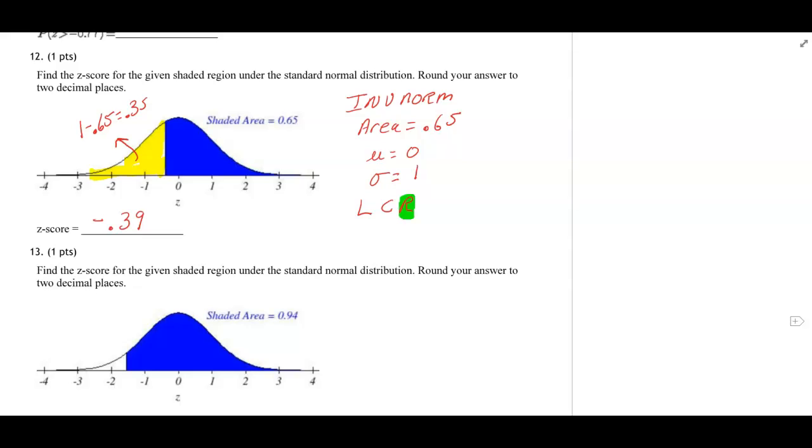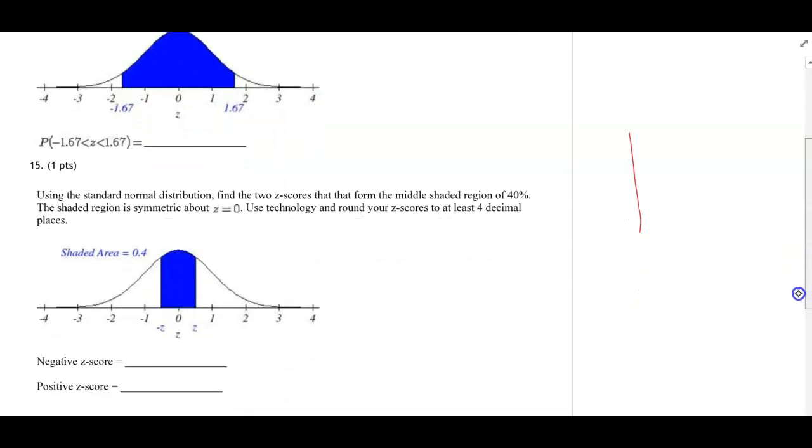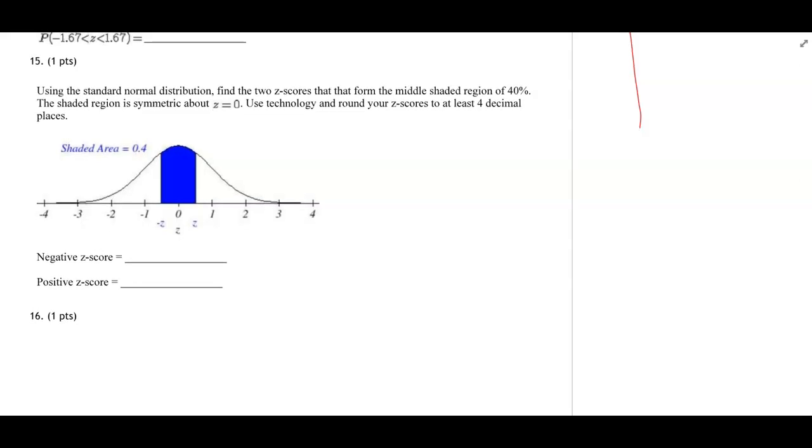The next problem that we wanted to talk about in class using inverse norm was problem number 15 here. For people with the left, center, right calculator, we would do inverse norm. The area would be 0.4. The mean is 0. Standard deviation is 1. And left, center, right calculators, you would highlight center.